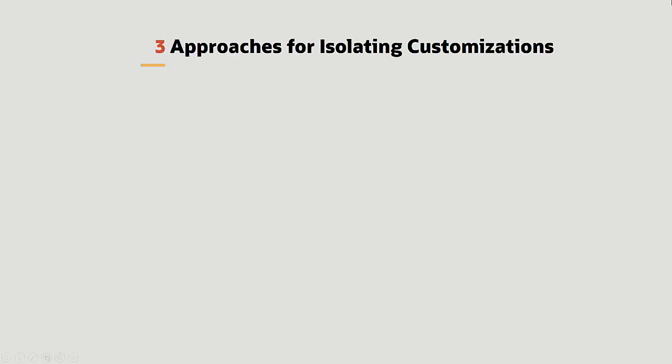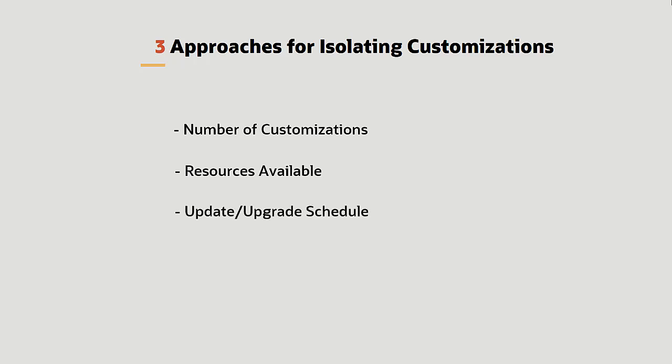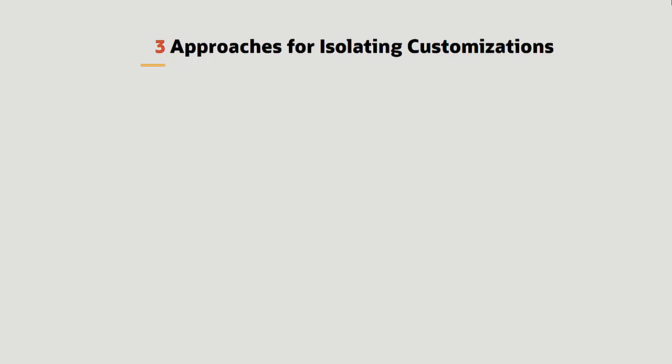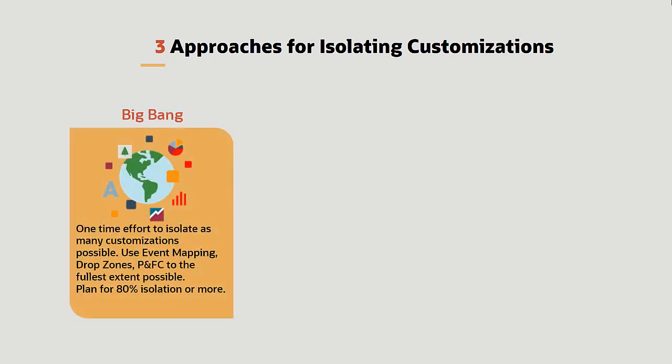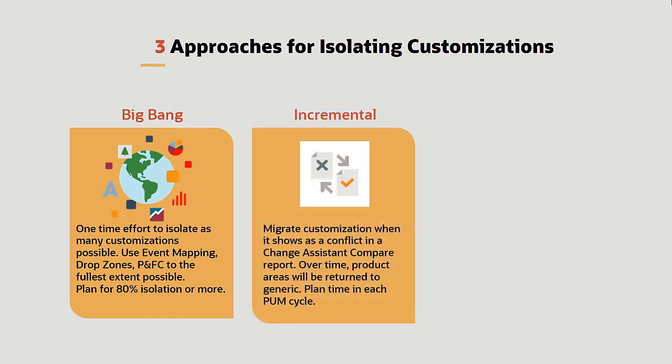For isolating your customizations, you can choose different approaches based on factors like the number of customizations you want to isolate, resources available to develop and test the changes, your update or upgrade schedule, and more. With the Big Bang approach, you plan for a one-time effort to isolate as many customizations as possible and use all of the tools. This approach may be practical when the catalog of customizations isn't too large and won't require a single large project. More common and easier to manage is the incremental approach to the project.